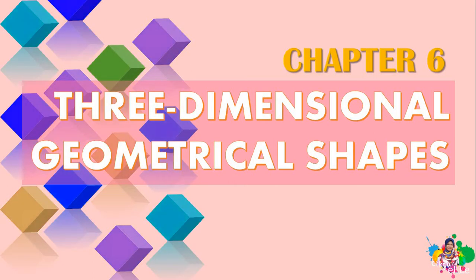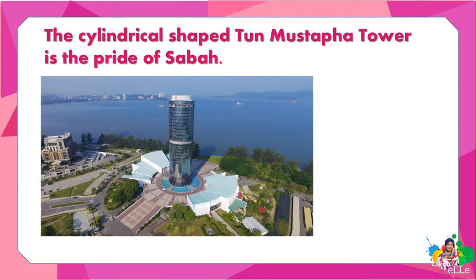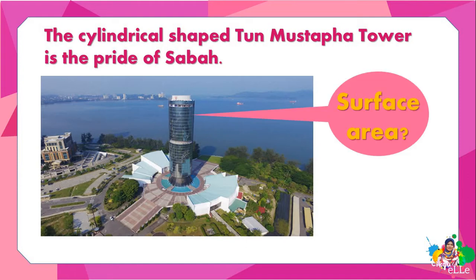Okay, today we learn a new chapter, which is chapter 6, three-dimensional geometrical shapes. Alright, do you know that Tun Mustafa Tower is the pride of Sabah? Look at the shape. What shape is it? It is a cylinder. Do you know the surface area of this building?